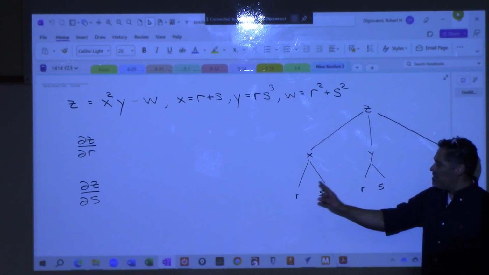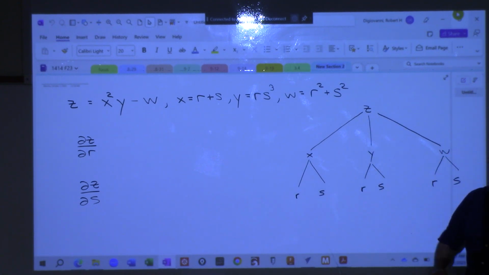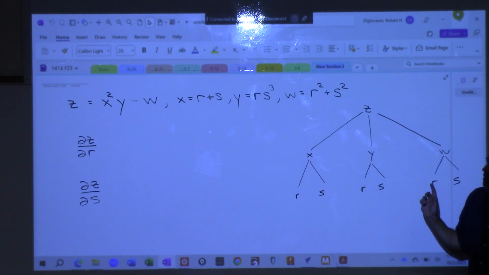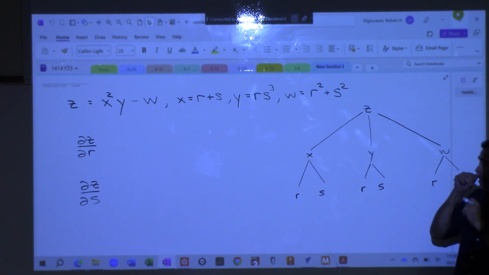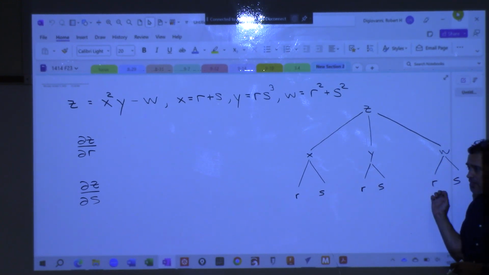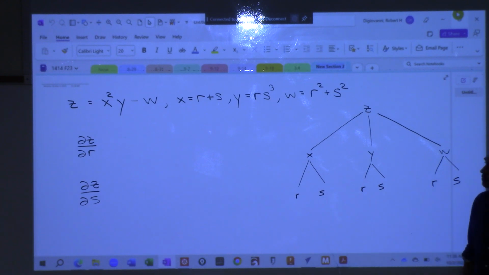Because look, if I just give you r, I can't tell you what z is, right? I have to give you r and s. So in order for me to talk about how much z is changing, I'm going to have to hold one of these constant. I either hold the s constant or I hold the r constant. Those are the two that are possible.